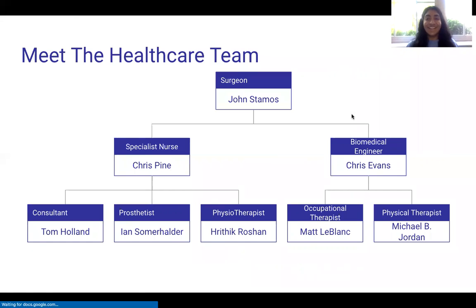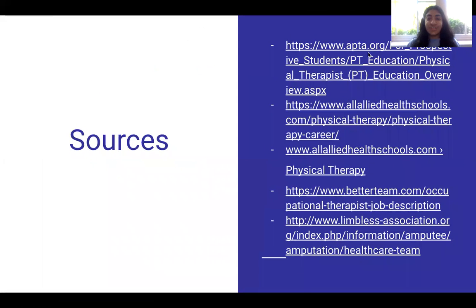These are a few sources that we've looked at to help gain research on Mike's case.